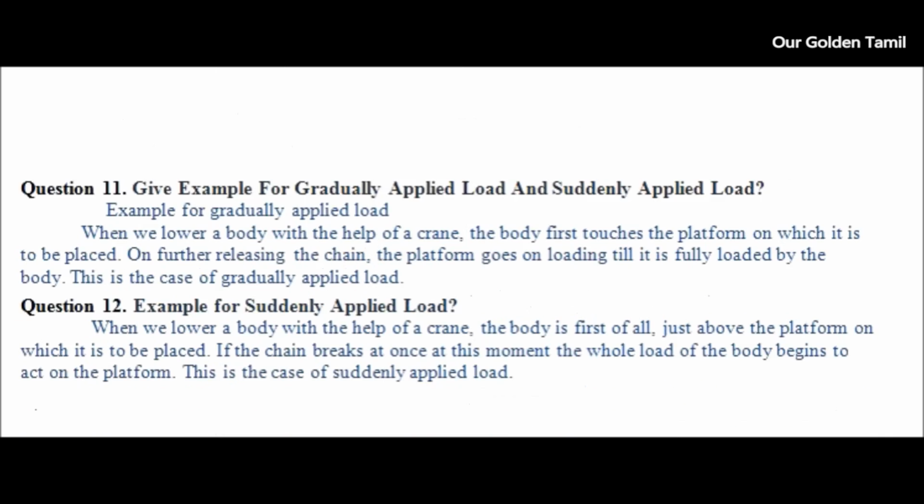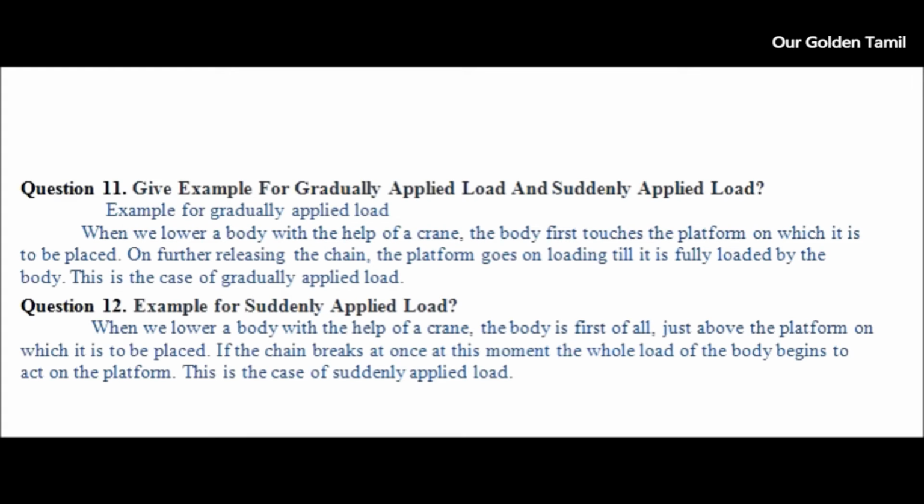Question 11. Give an example for gradually applied load and suddenly applied load. Example for gradually applied load: when we lower a body with the help of a crane, the body first touches the platform on which it is to be placed. On further releasing the chain, the platform goes on loading till it is fully loaded by the body. This is the case of gradually applied load.